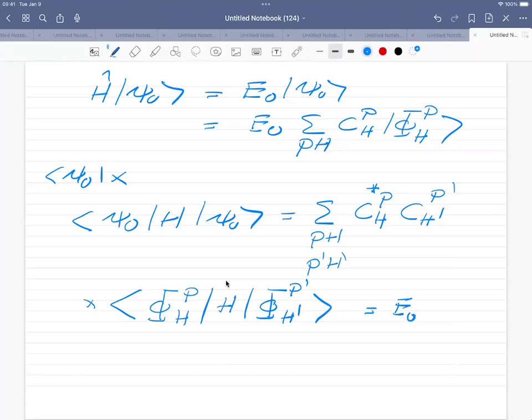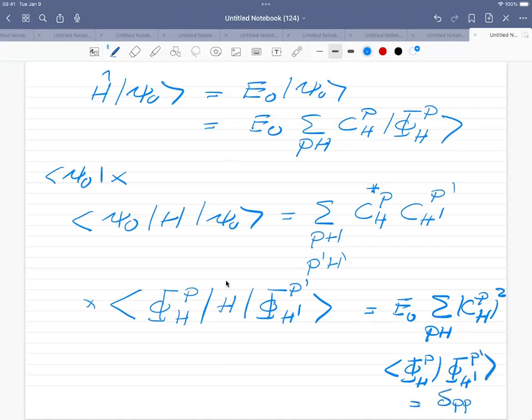And now these basis states are orthogonal. So this is nothing but a sum over p, h of C of hp squared, due to orthogonality. Because when I take phi of hp with phi of h prime p prime, this is nothing but a delta of p and p prime and a delta of h and h prime. Okay.